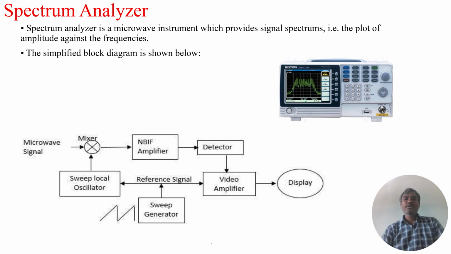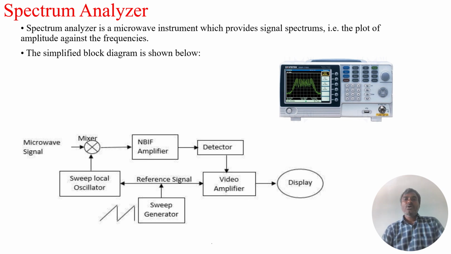The function of a spectrum analyzer is very similar to a CRO. A CRO will display the amplitude of a signal as a function of time, whereas a spectrum analyzer will display the amplitude of the signal as a function of frequency. It is very useful in analyzing complex signals. A complex signal is one which consists of multiple frequency components with different amplitudes.